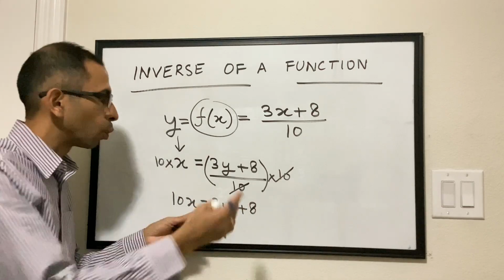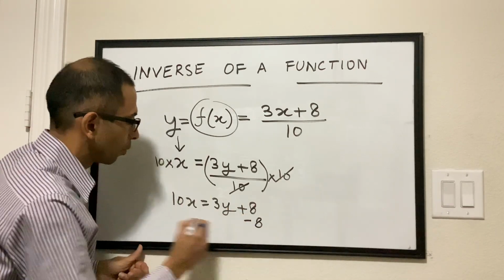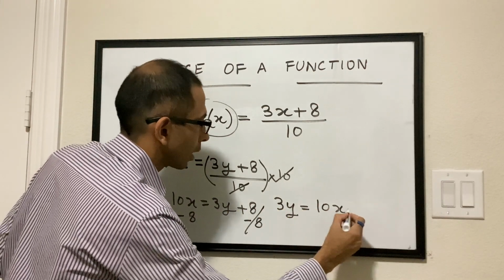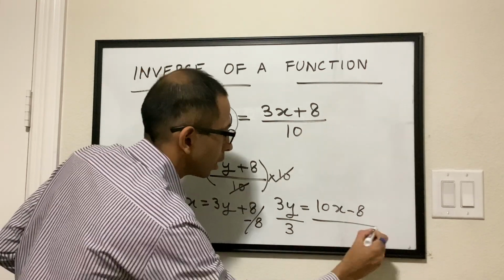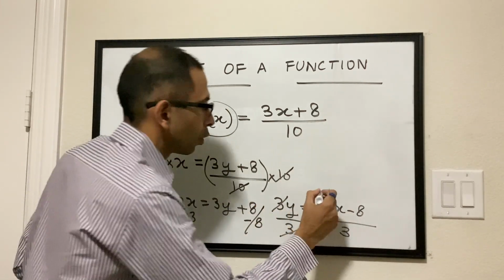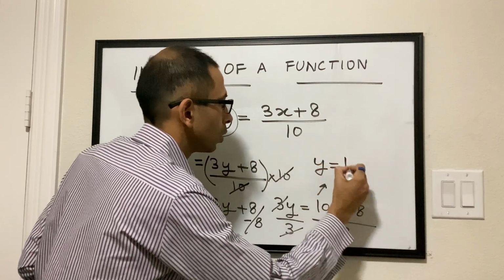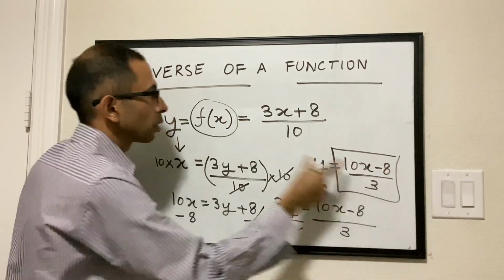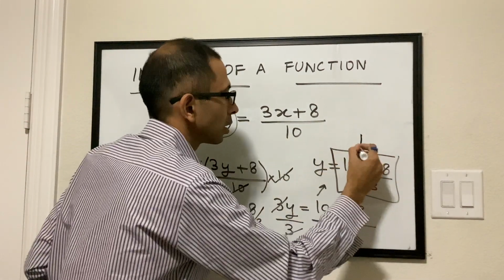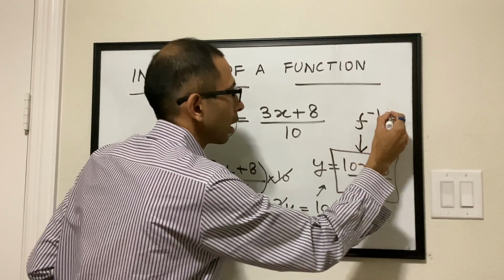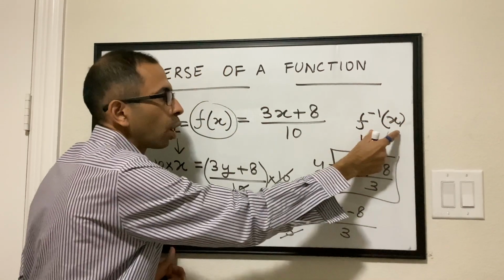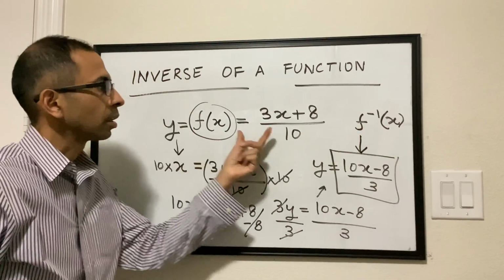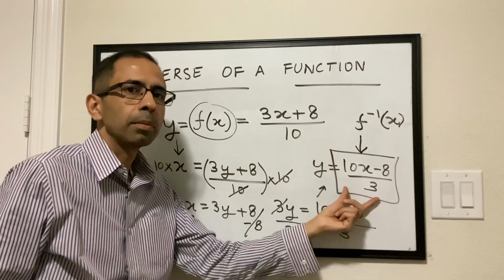Essentially, we're trying to now write y in terms of x. So we do minus 8 and minus 8 and we get 3y is equal to 10x minus 8. We divide by 3 on both sides to finally get y is equal to (10x minus 8) divided by 3. So this is the inverse of the original function, and this is something which will be represented by f to the power of minus 1 of x. So this is how we denote or represent the inverse of a function. In this case, the inverse would be (10x minus 8) divided by 3.